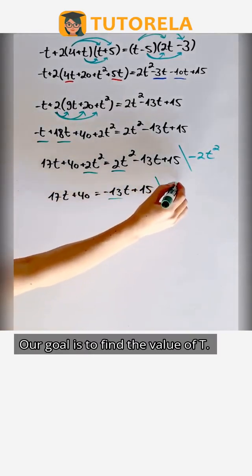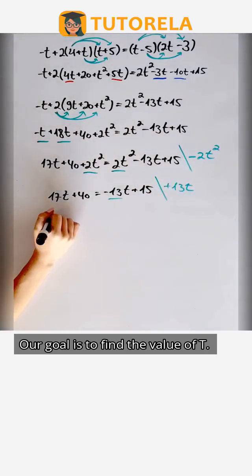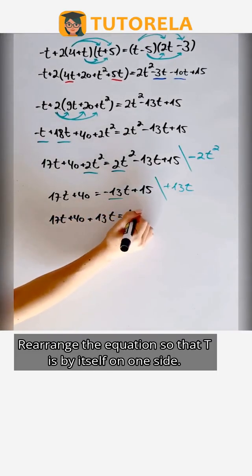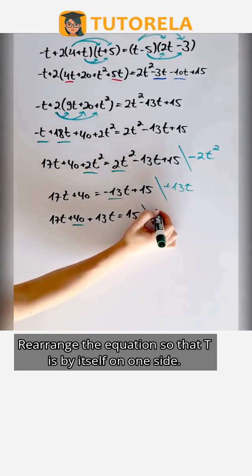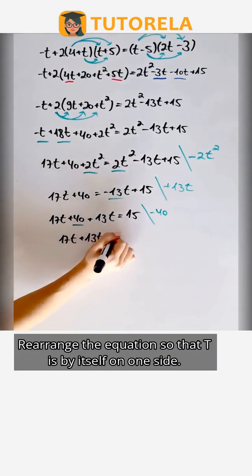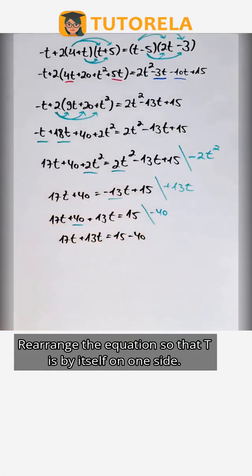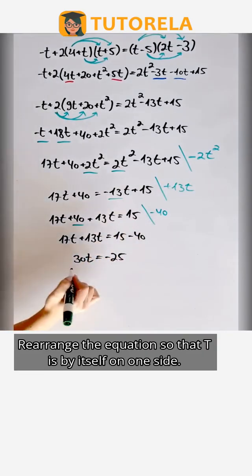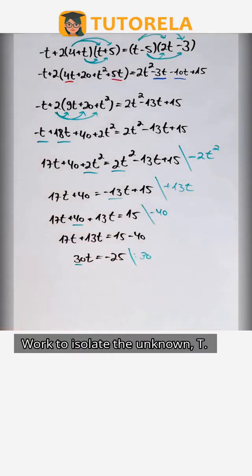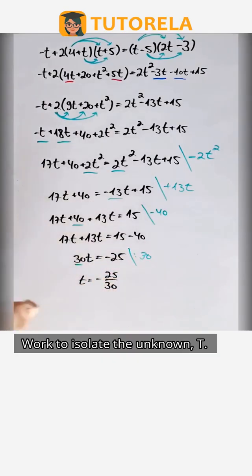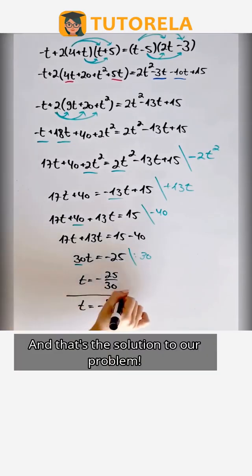Our goal is to find the value of t. Rearrange the equation so that t is by itself on one side. Work to isolate the unknown t. And that's the solution to our problem.